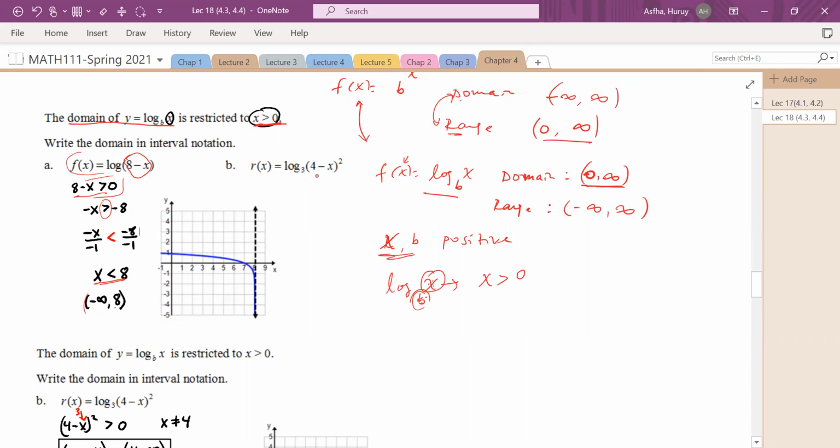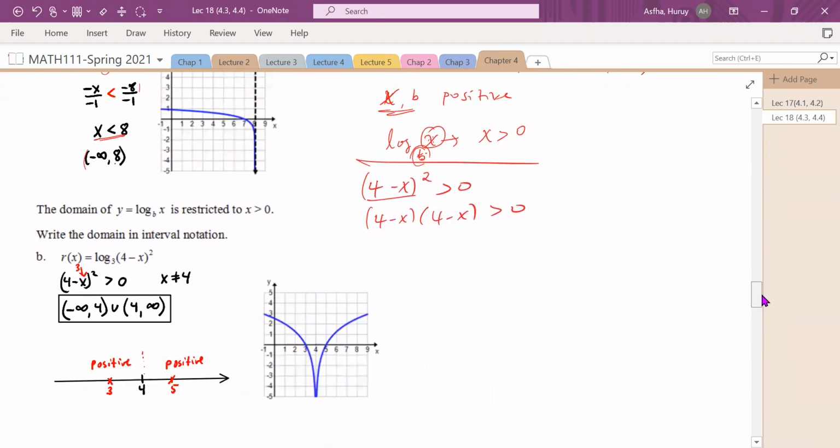Okay. And if we have something a bit more complex than this, what I need to make sure of is that this expression right here has to be greater than 0. So we start with that. 4 minus x squared should be greater than 0. And well, what is this? This is 4 minus x times 4 minus x, greater than 0. And we know how to solve this, right?